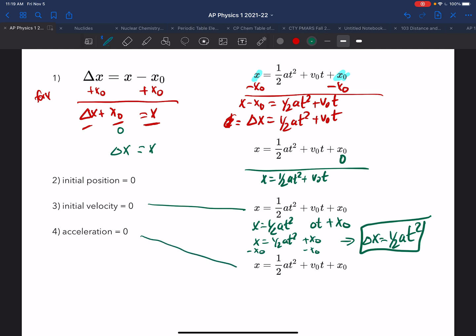And if the acceleration equals 0, then we end up with x equals 1/2 0t squared plus v0t plus x0. And that then is x equals v0t plus x0. And of course, subtracting x0 from both sides gives us delta x then is v0t.